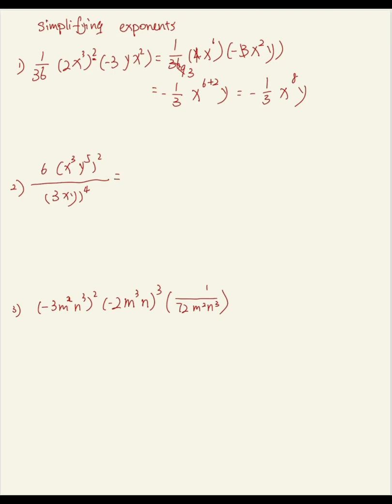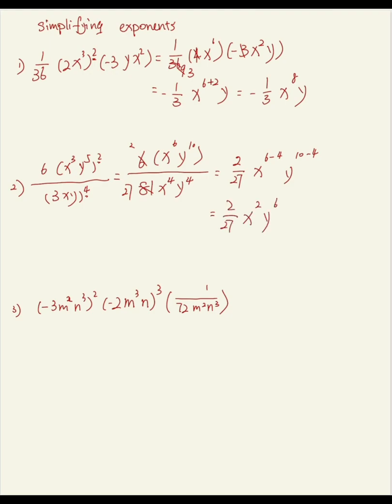Number 2. First, we solve these two exponents first. So we can rewrite 6 and then x to the 6th, y to the 10th, over 81 x to the 4th, y to the 4th. Then we can cancel 3 for the 6 and 81, so it's 2 and 27. So the coefficient is 2 over 27. And for the variables, for x the exponent is 6 subtract 4, for y is 10 subtract 4, and the result is x to the 2nd, y to the 6th.